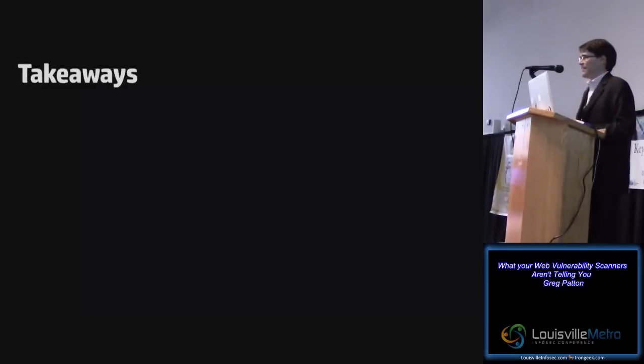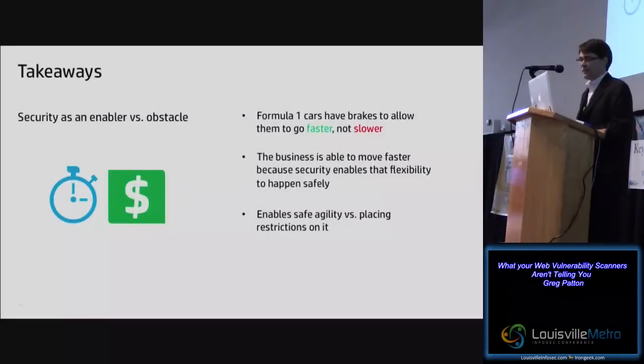So to ensure we get everyone to lunch on time, I got a few takeaways. First, going back to the top of my talk, oftentimes management loves vulnerability scanners because they're fast and cheap. Oftentimes folks think of security as a roadblock instead of as an enabler. And one of the analogies I like to relate to people is the analogy of Formula One race cars. Formula One race cars have brakes to enable them to go faster, not to go slower.